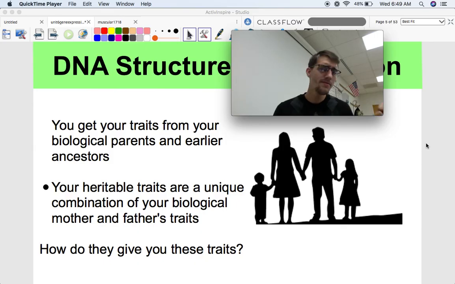But how did they give you those traits? Did they say, here's my 26 cards, here's my blue eyes, here's my brown hair, and I don't know, big nose or something like that? I don't know, I kind of have a big nose. But how did they actually give you those traits?